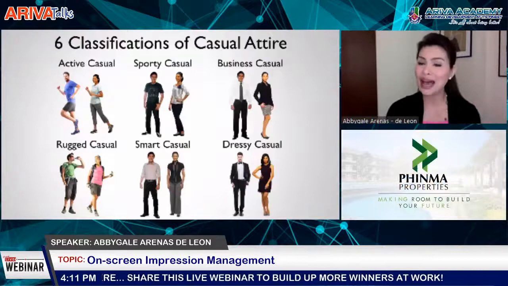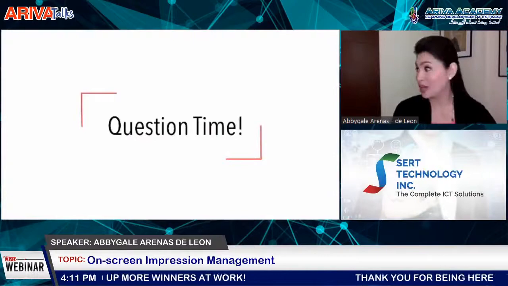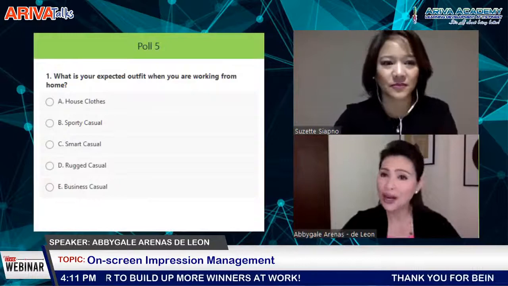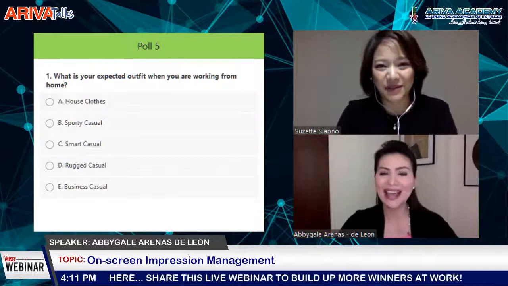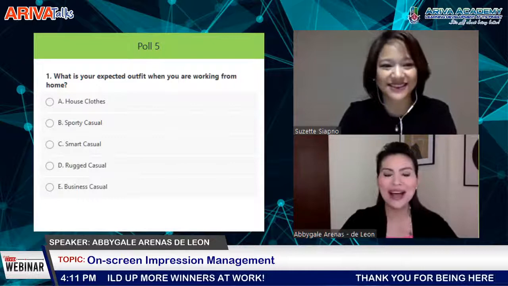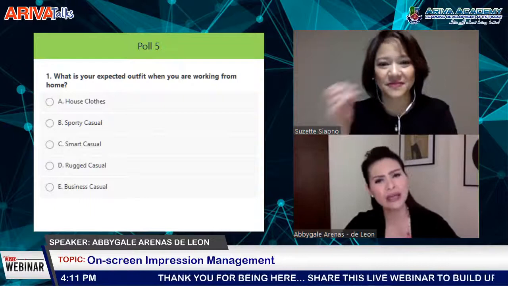But before we do that, question time. Okay, from what you have seen dun sa 6 specifications, I'd like to ask the question. What is your expected outfit when you are working from home? Or habang makikipag on-screen meeting tayo, what are the expected outfit? Okay, ayan na, umiiba-iba na ang sagot. Please answer. Choose A, B, C, D, or E. Ayan, bumibilis na ang numero. You can choose from house clothes to sporty casual, smart casual, rugged casual, or business casual. Okay, do we have enough? Ayan, umaandar pa.